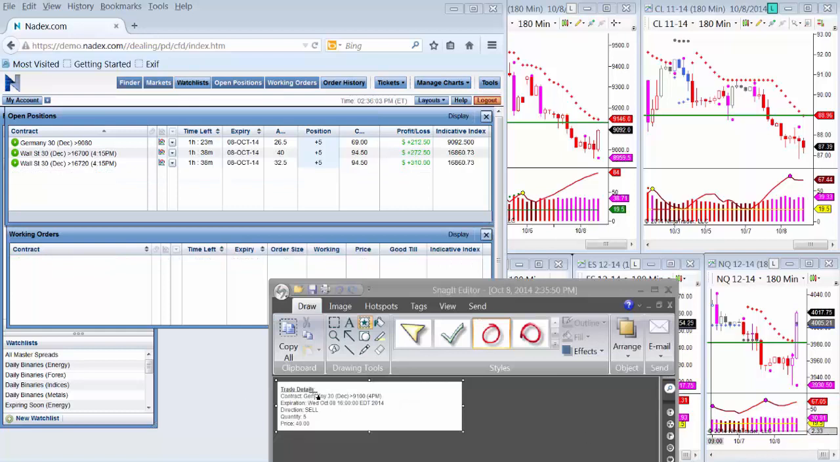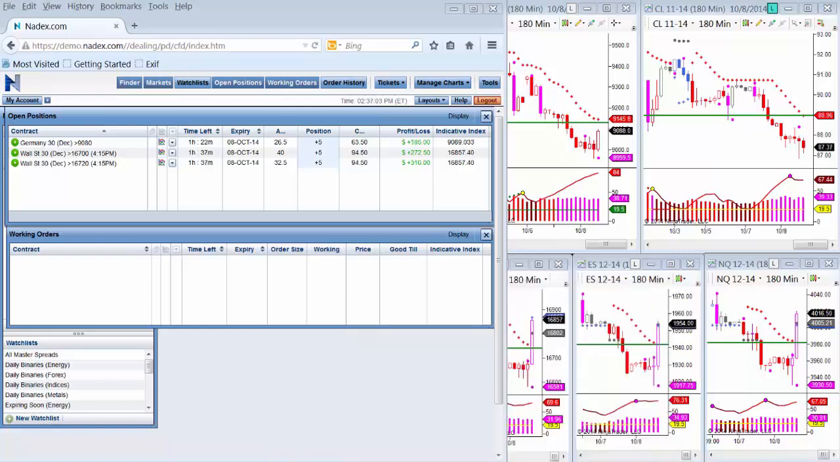Okay, I exited the one at 9100. I had a limit order in and forgot to take it out. So on the DAX, the price at 9100, I entered and it cost me $97.50. I exited with $200 in profit.